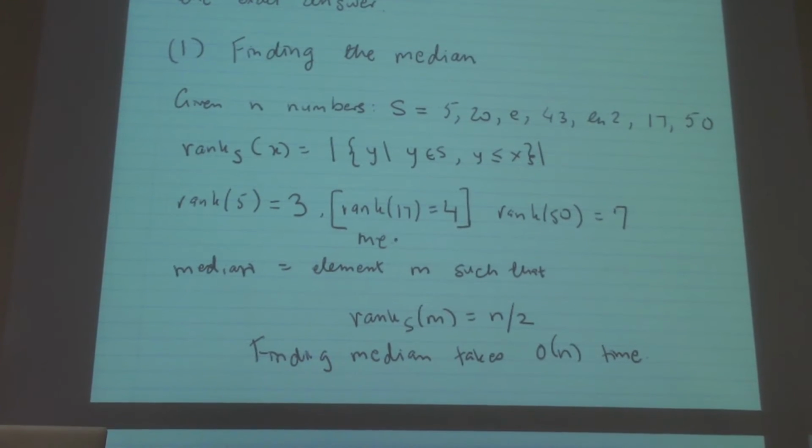And of course, you can find the median in linear time. You don't have to sort. This was one of the cool results in the early 70s. You can find the median in linear time by a process of divide and conquer called prune and search. Okay, so we can find the median in linear time.